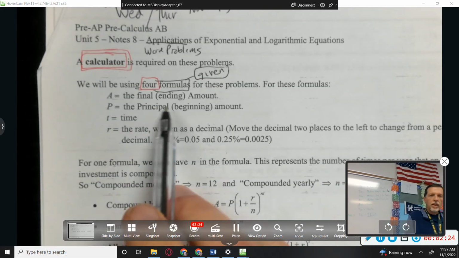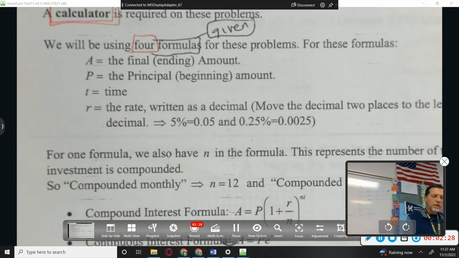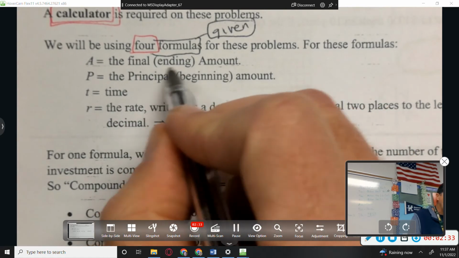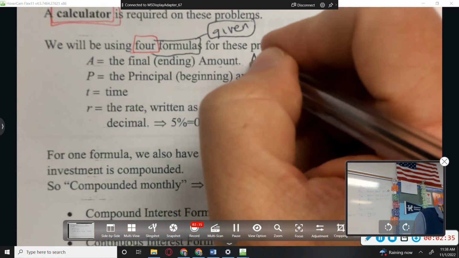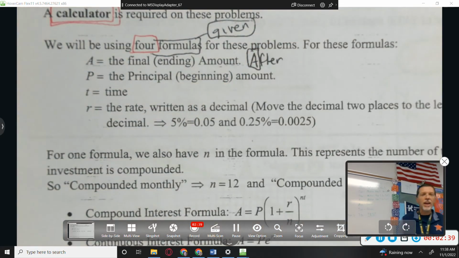All right. Some variables to go over before we even get to the formulas. A is the final amount or the ending amount. Sometimes I call it the after because after starts with A. So A is for after. Not technically, but that's how you remember which one it is.